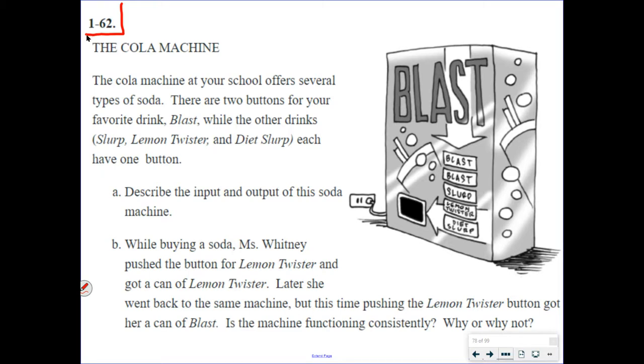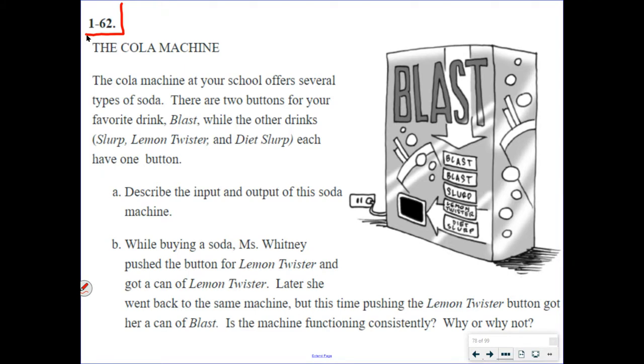So pause the video just a second and try to figure out what is the input and what is the output. I bet you some of you will get it. Let's see if you can. So pause it. When you think you have the input and the output, write it down on your paper. When you think you have the input and the output, unpause it and see if you're right.